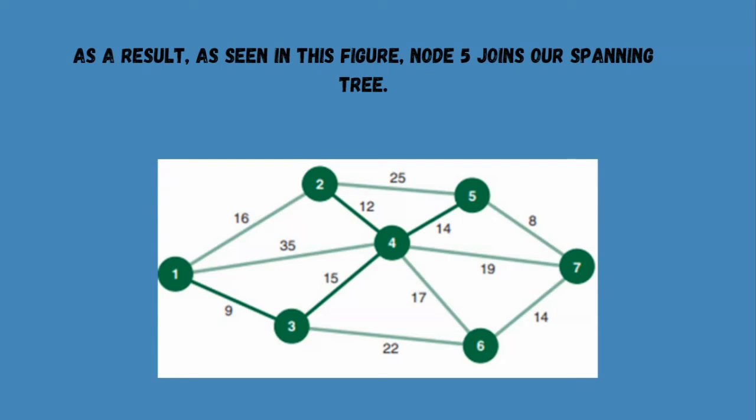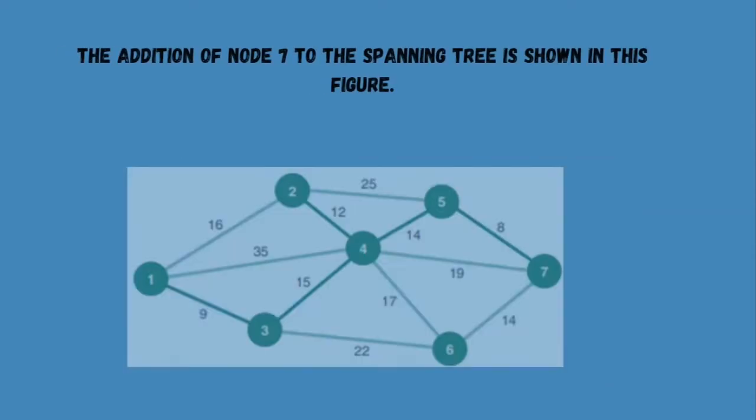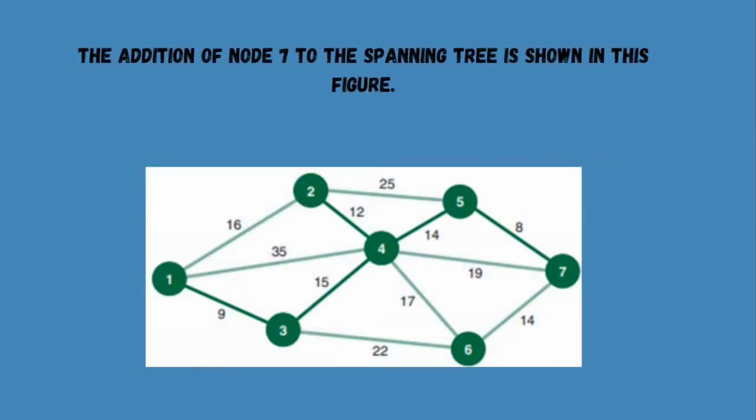Nodes 1, 2, 3, and 4 have been added to our spanning tree. Node 5 is the nearest to the spanning tree. This is node 5, having a branch length of 14,000 feet to node 4. As a result, as seen in this figure, node 5 joins our spanning tree. So yung spanning tree natin ay may nodes 1, 2, 3, 4, and 5 na. Nodes 1, 2, 3, 4, and 5 have been added to the spanning tree.